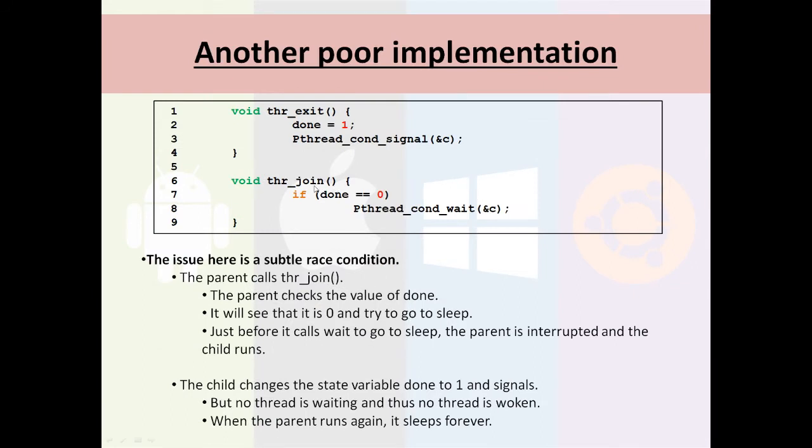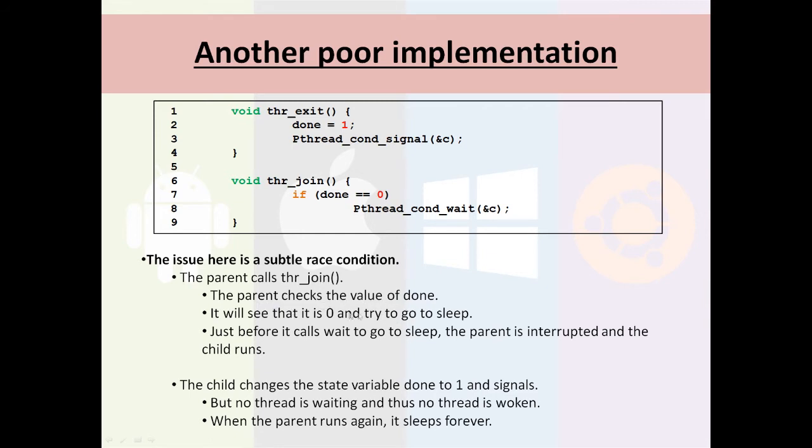So there is a slight improvement to this approach, but it's still not a solution. That solution is to say, well, when we're doing thread exit, we do the conditional signal with C, just like we did before. But now instead of using a while loop, we use just an if statement. So here, there is a race condition that emerges, and that's indicated by, well, the parent calls thread join.